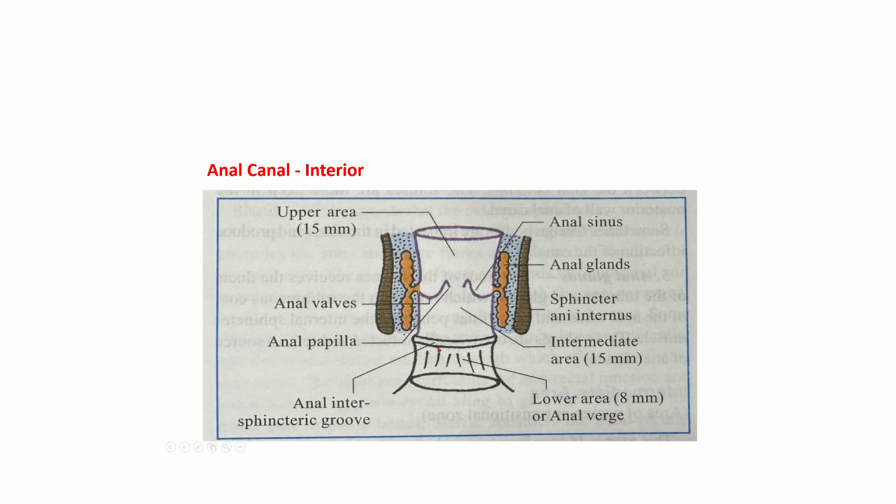So this is Hilton's line. This is the pectinate line. These are the anal valves. This gap is the anal sinus. And this is the anal papillae.